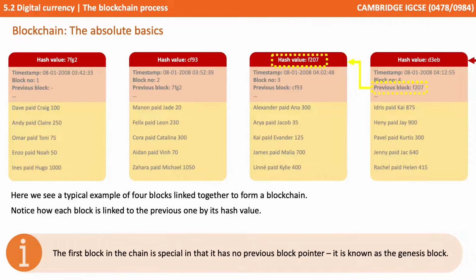Here we see a typical example of 4 blocks linked together to form a blockchain. Notice how each block is linked to the previous one by referring to its hash value. The first block in the chain is special in that it has no previous block pointer. This is known as the genesis block.